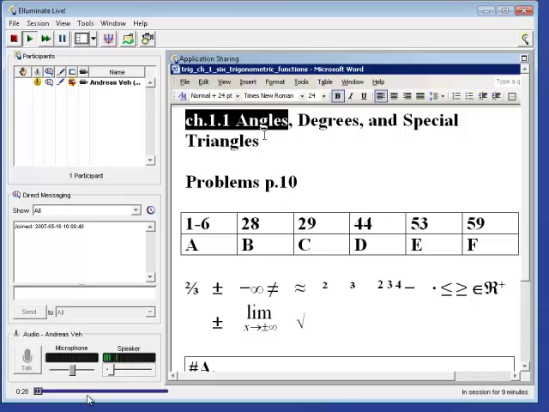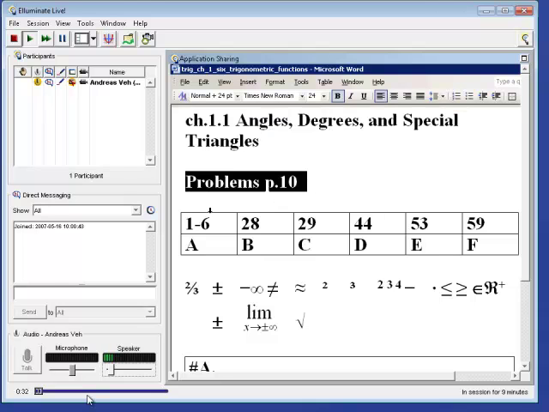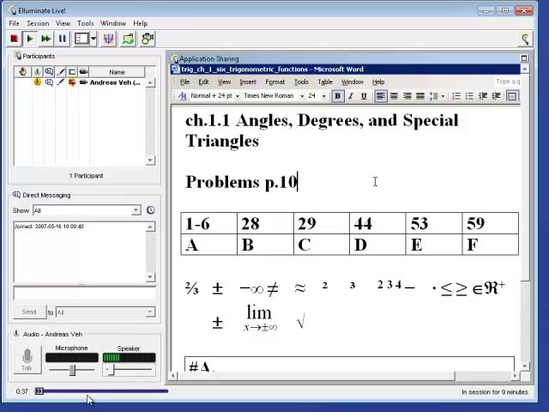What you see here, chapter 1.1, angles, degrees, and special triangles, and then the problems are listed on page 10, and then these are the problems I'm going to go over. That is only the case if we use the book by McKeague and Turner called Trigonometry, 5th edition.